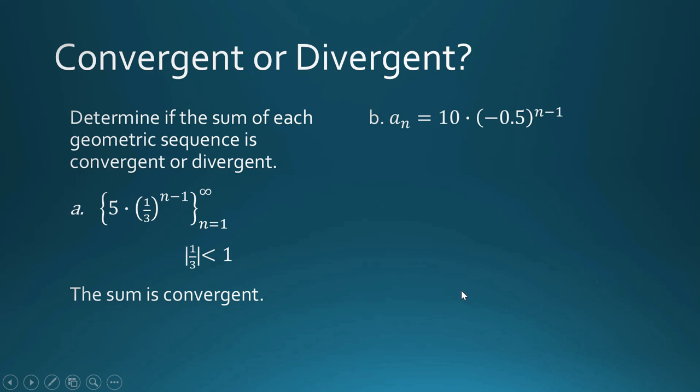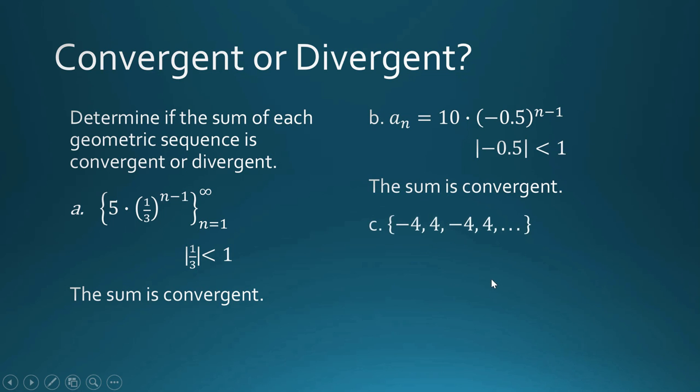How about this one? Another geometric sequence. The common ratio is -0.5. Its absolute value is less than 1. Again, it has a finite sum. The sequence has a finite sum. The sum is convergent, or the sequence of partial sums is convergent.